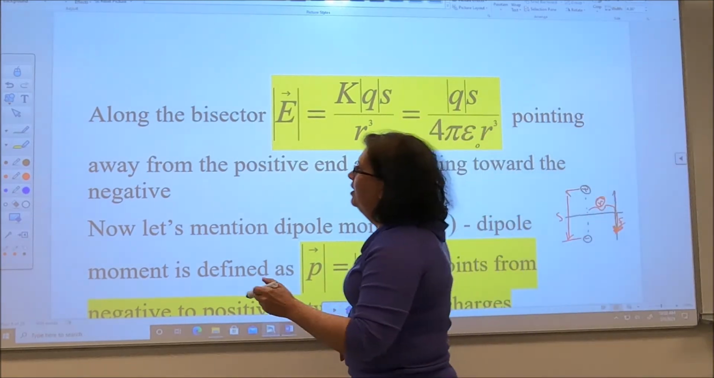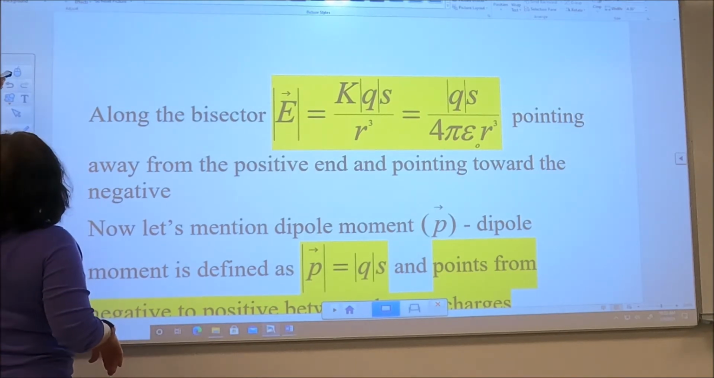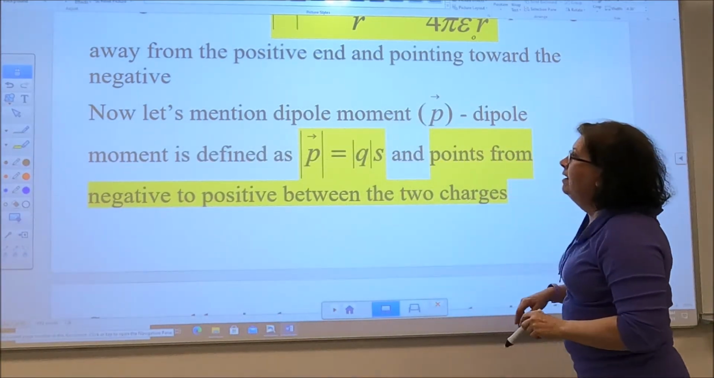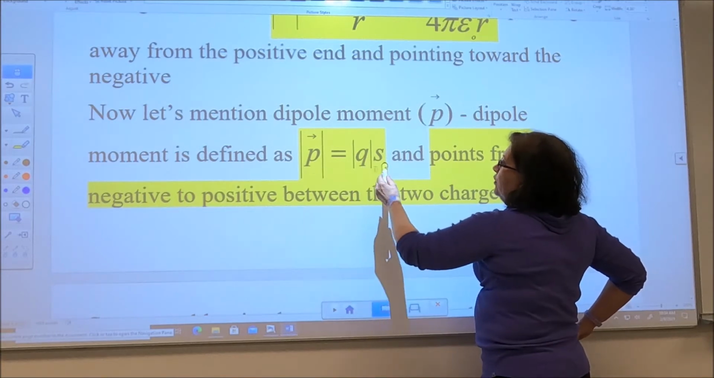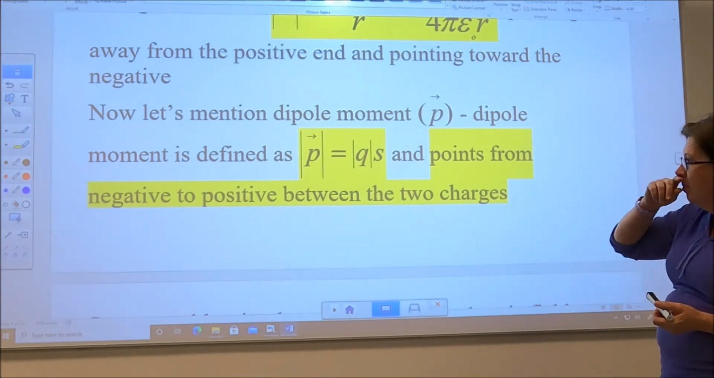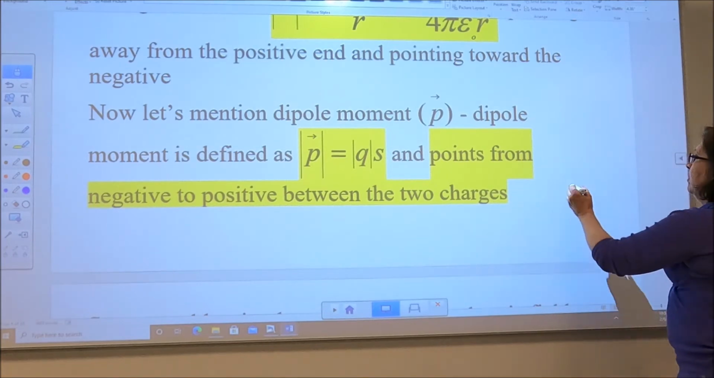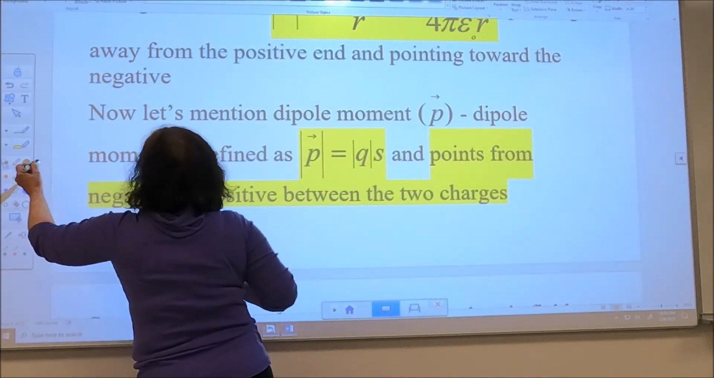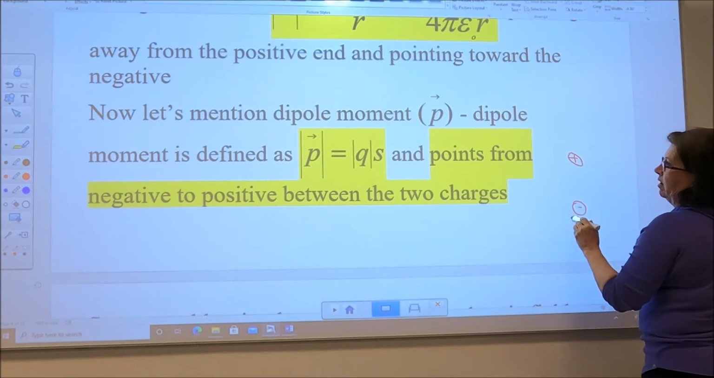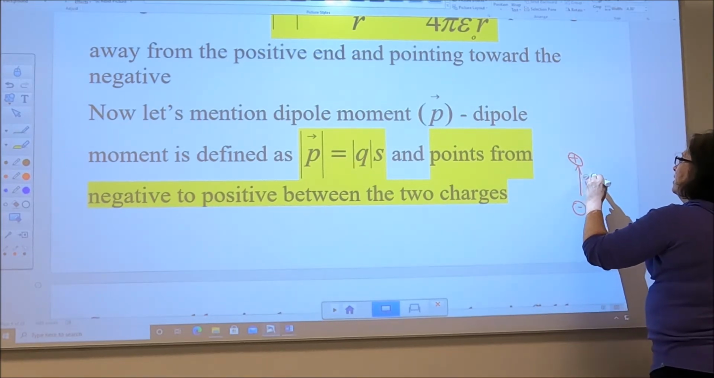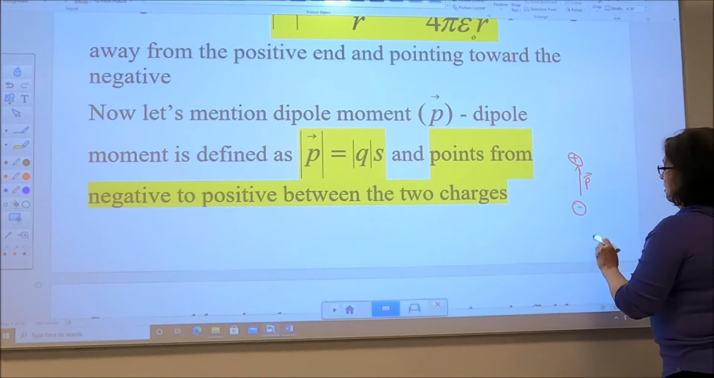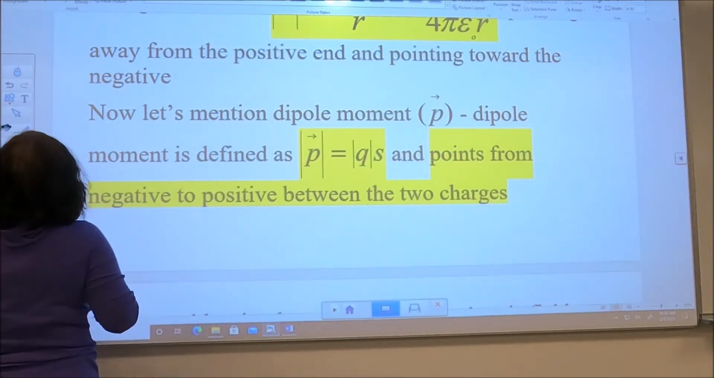Now, this allows me to mention something called the dipole, or the dipole moment. The dipole moment has a magnitude of Q times S, and it points from the negative point charge to the positive point charge. So if I had my positive point charge here, my negative point charge here, it points this direction. Alright, let me erase.